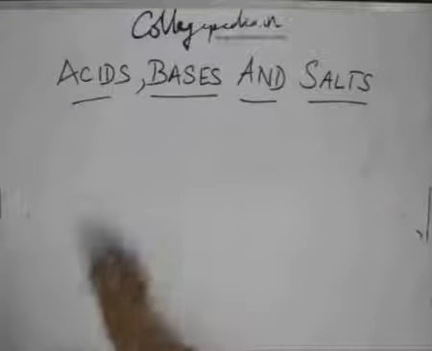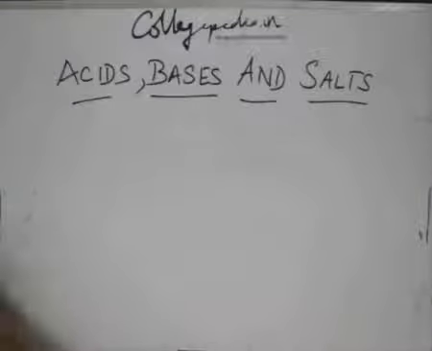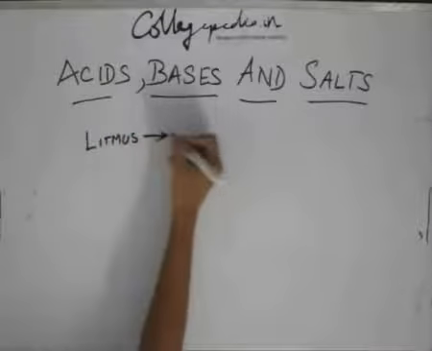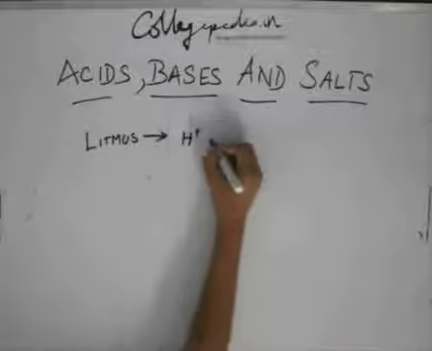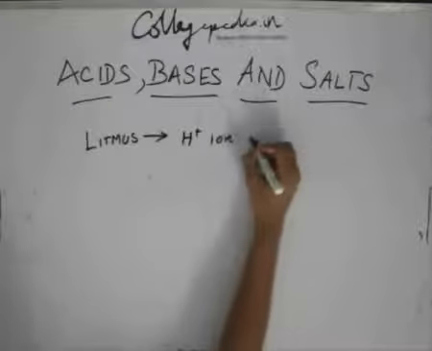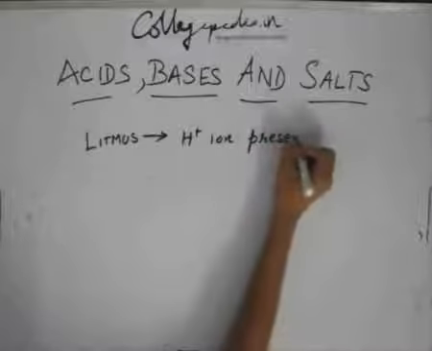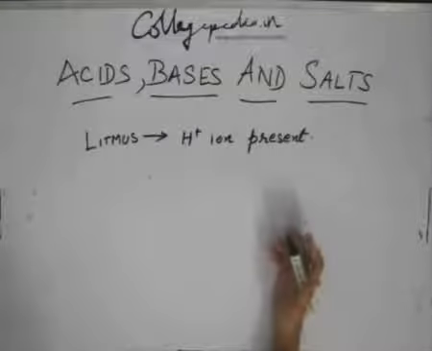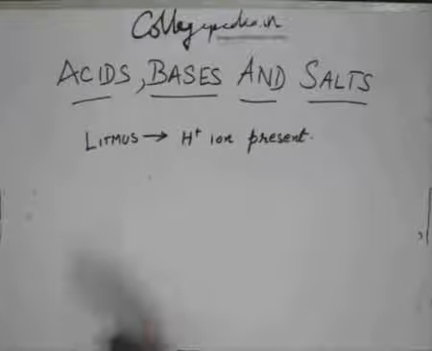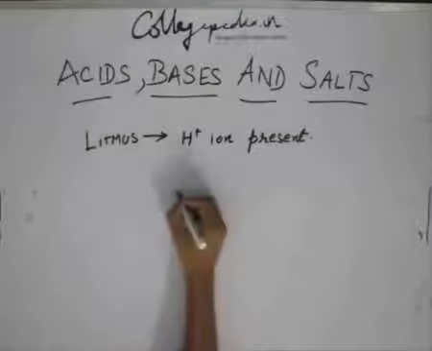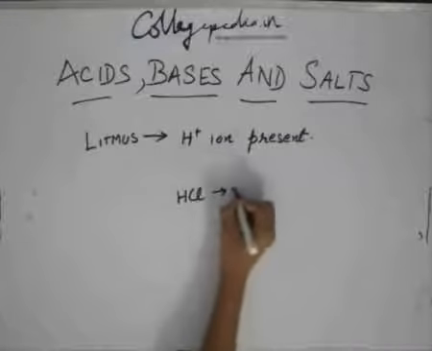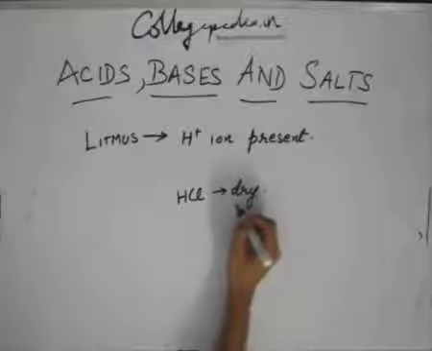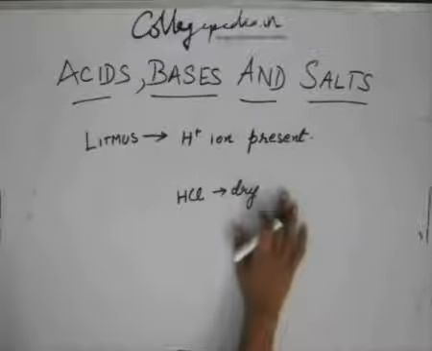what does litmus do is that litmus will not test the acid. Litmus only checks the H+ ion present. And since acids liberate H+ ions, it actually checks the acid. It is a test for the acid. But in this case, the HCl is dry. So we have seen that the litmus does not change color.